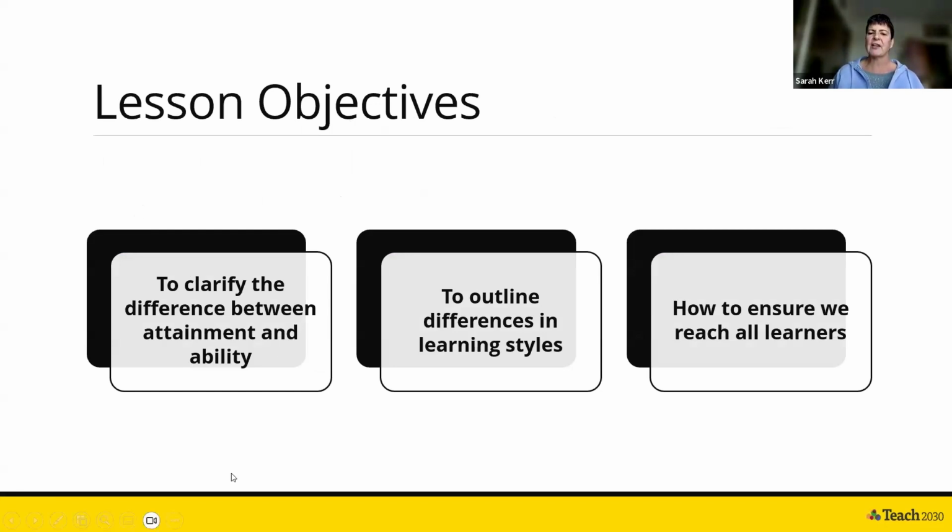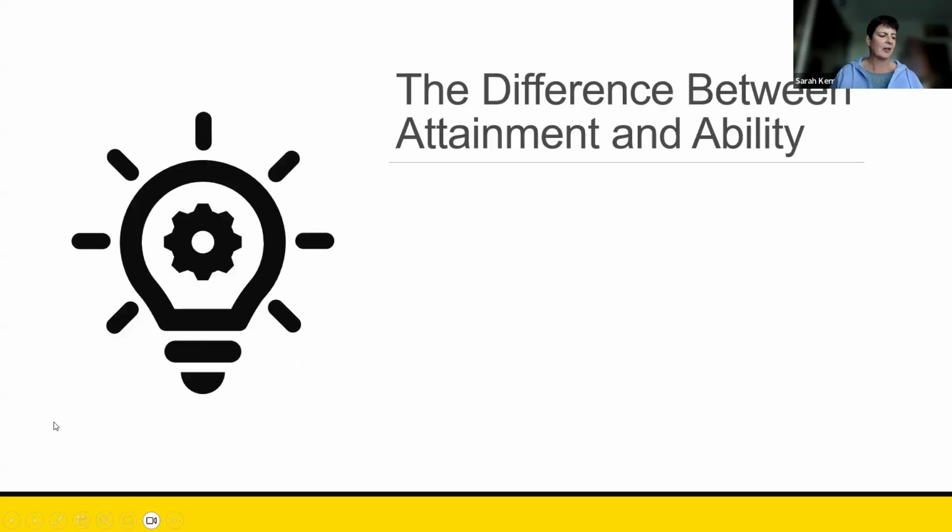We're going to consider and outline the differences in learning styles of our students in front of us, because we all learn in different ways, and it's important to be aware that our students do too. And we're also going to think about how we can be certain and sure that we are reaching all of those different learners in our classroom. It's our responsibility to make sure that we enable our students to reach success and make effective progress. So we need to think about how we are going to reach them all.